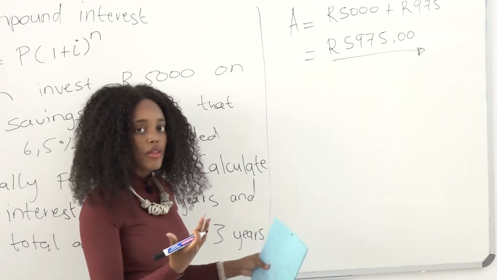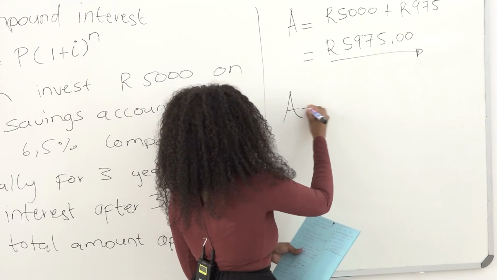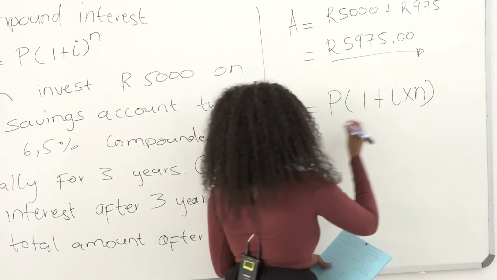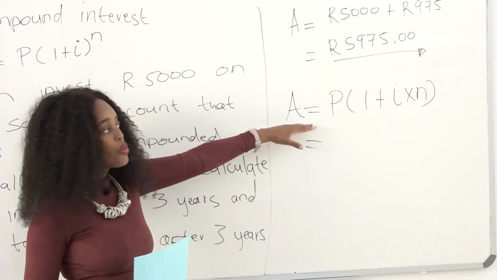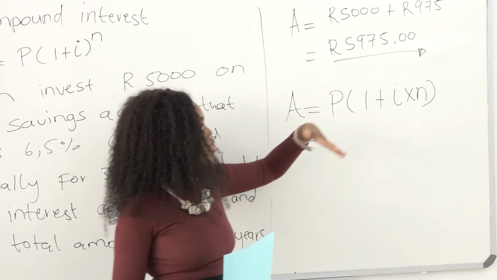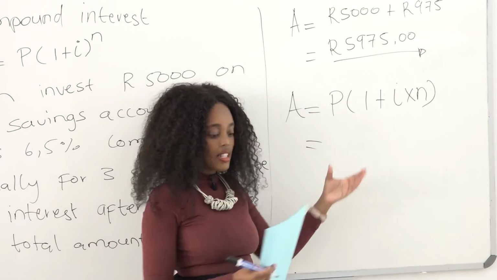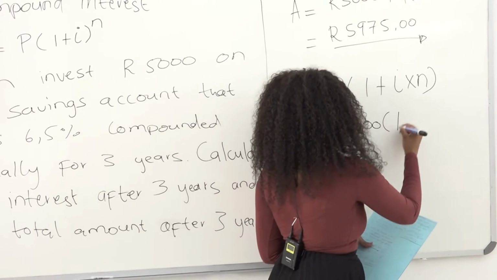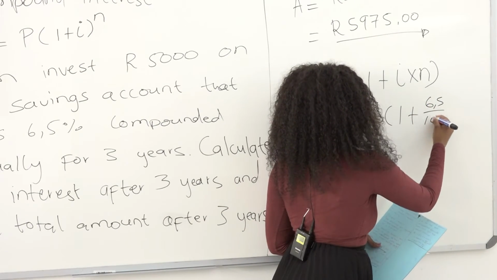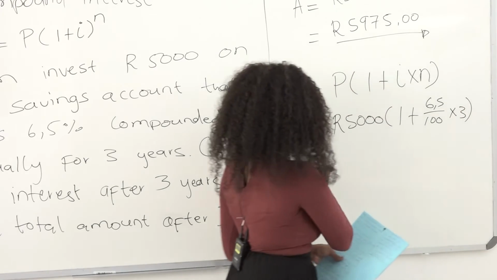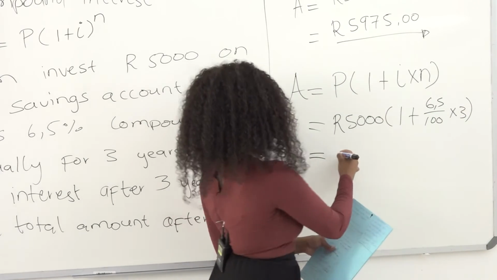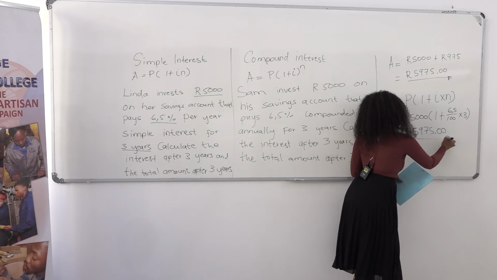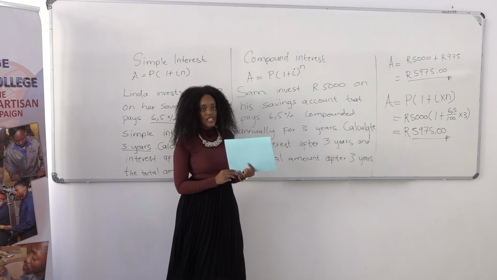So this is the longer way of doing it, just to understand what happens to the money every year. Now the shorter method would be to use the formula that was given in the beginning, which is A is equivalent to P open bracket 1 plus I times N close bracket. So when we substitute whatever values we have, we will get straight to this answer to show that it is the same procedure, only simplified. So let us substitute: A is 5,000 open bracket 1 plus 6.5 over 100 times 3. Then when you punch your calculator, you will get 5,975 rands. So that's how we attempt simple interest questions.